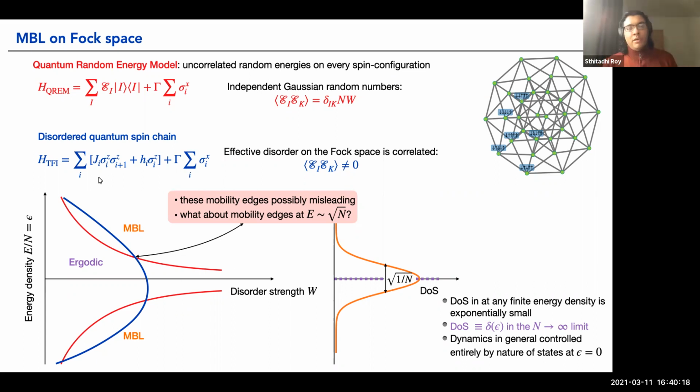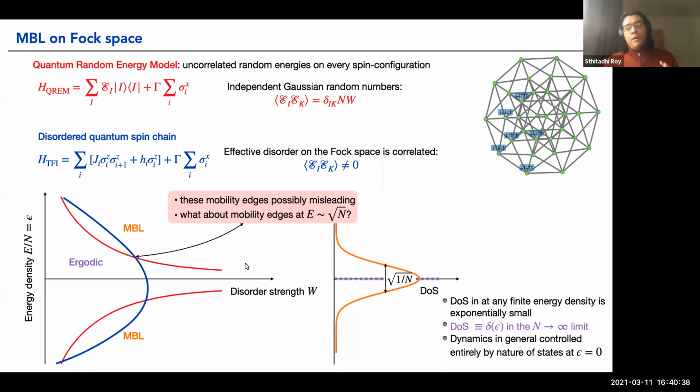But for most of these models, the phase diagram has been obtained numerically. And these are all system sizes of the order of 20 to 24, which are heroic numerical calculations. And those system sizes don't really distinguish between n and square root of n.